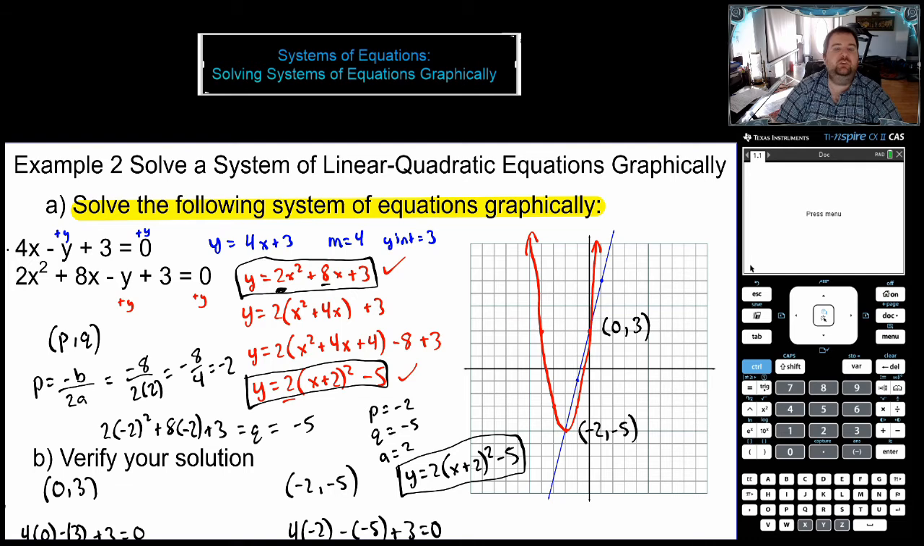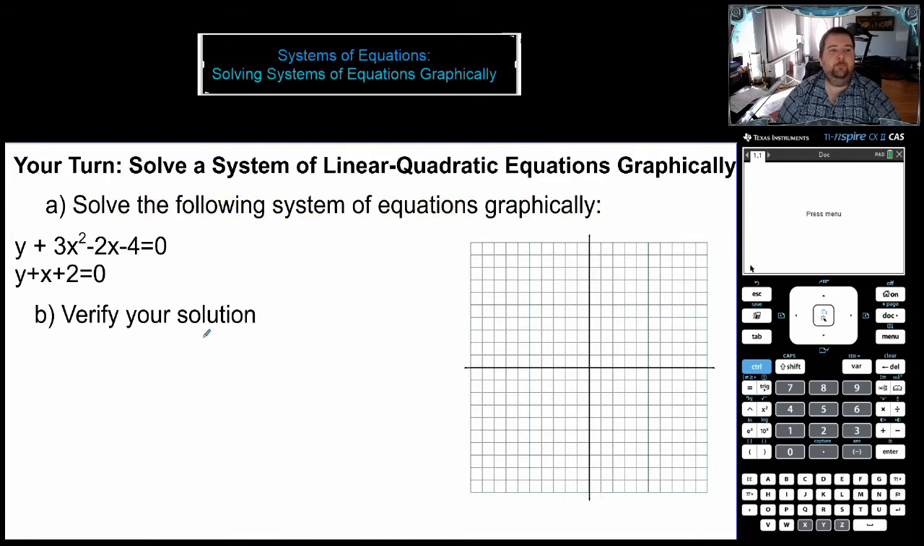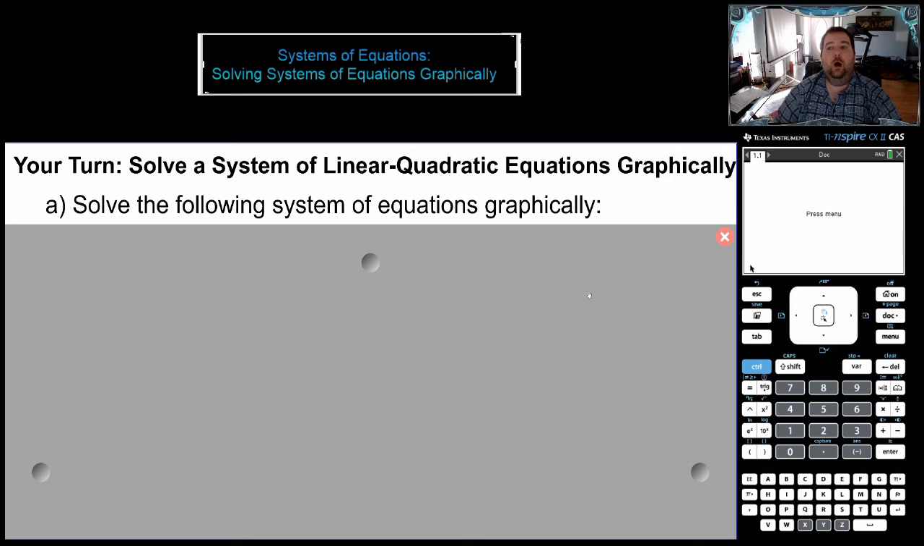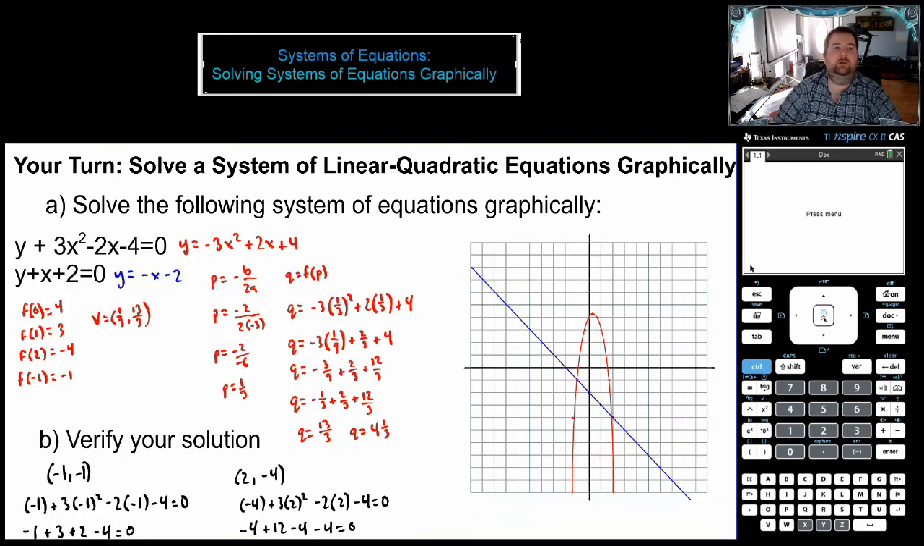So now use either strategy, completing the square or determining P and Q algebraically and then constructing your vertex form from that, to solve this problem. It's going to be your turn. Solve the following systems of equations. Of course, do it graphically and then verify your solution. We'll see you when you return. Welcome back. Let's go through the solution.